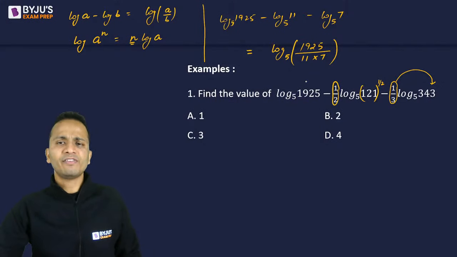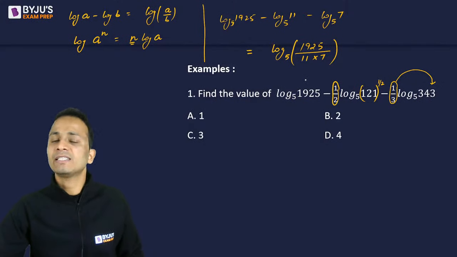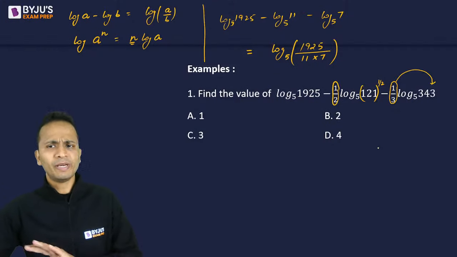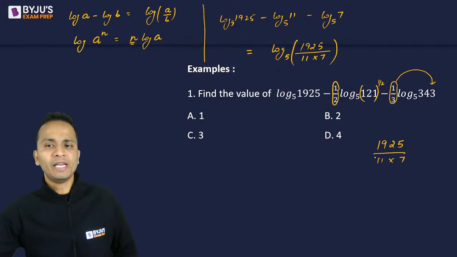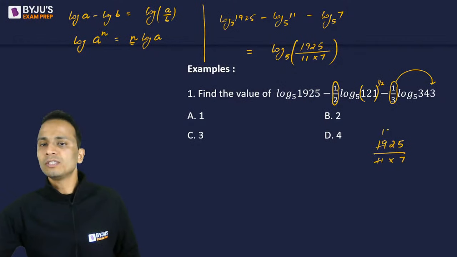Now 1925 divided by 11 and 7. Now to solve this, let me solve it separately here. 1925 divided by 11 and 7. So first if we divide by 11, I'll get 1, 82, 7 and then 5.